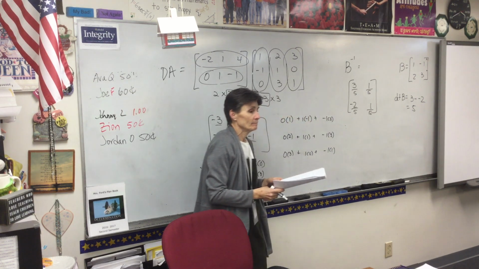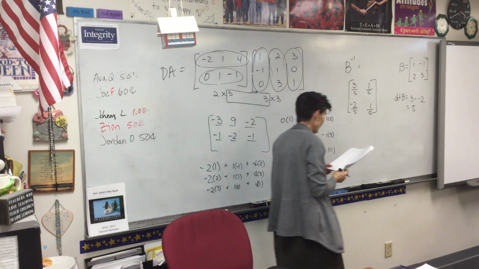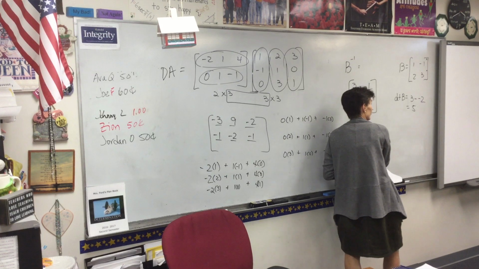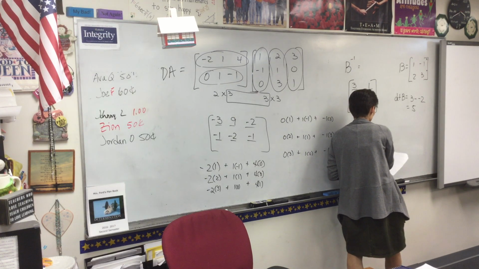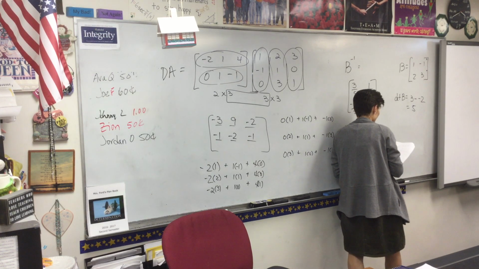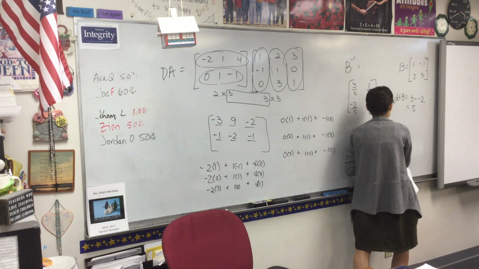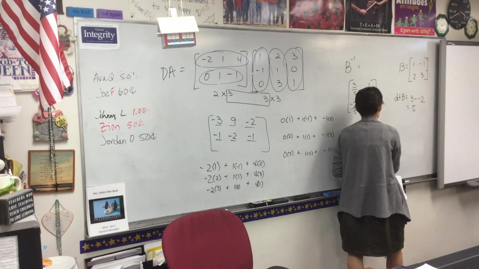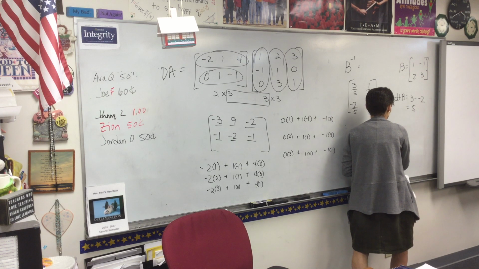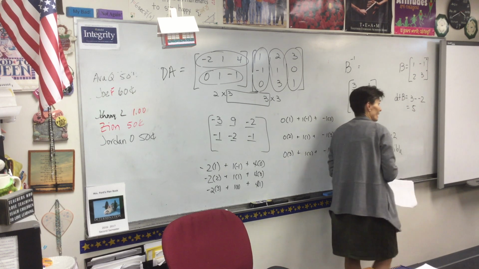A times C doesn't work because what are the dimensions of A? 3 by 3. I mean 2 by 3. And C is 2 by 2. Not possible, right? Can't do it. Empty set.